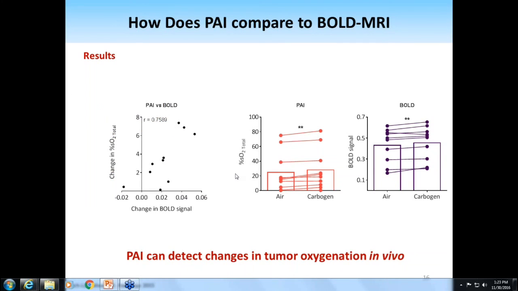And when we compared the change in photoacoustic imaging signal, the oxygen saturation levels, to the change in BOLD signal, we saw there was a nice significant correlation between the change measured with both techniques.